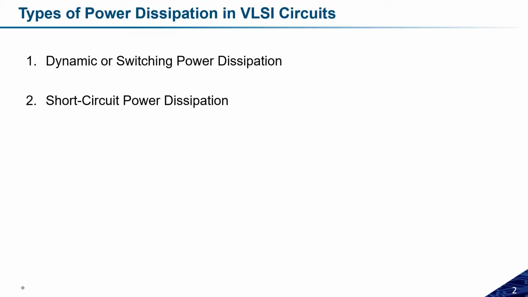And if there is a direct path, then at that time there will be some huge power dissipation, and that power dissipation we call short circuit power dissipation. So this is the second kind of power dissipation. We'll discuss it in detail later on.